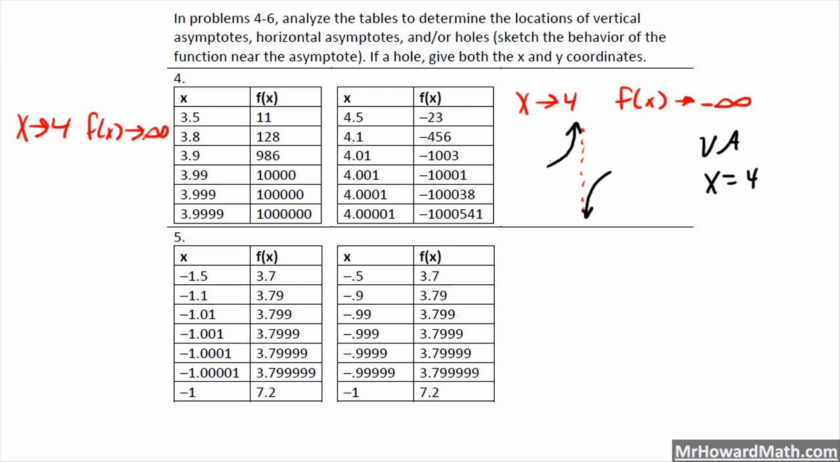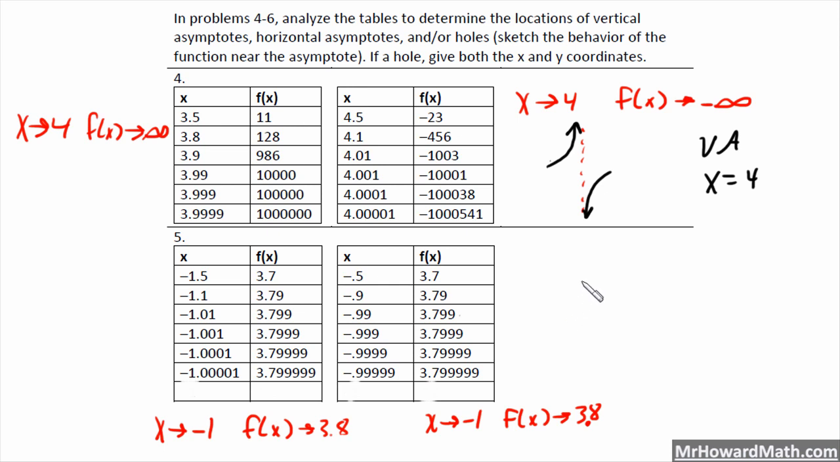All right, now for problem 5. Let's analyze the tables here. On the left table, x appears to be approaching negative 1. I'm taking this part out; I'm not sure why this resource puts those values there. They don't need to be there. So let's start over here. x is approaching negative 1 and f of x is approaching 3.8. So this table is telling us x is approaching negative 1 as f of x is approaching 3.8. And over here on this table, x is approaching negative 1 also as f of x is approaching 3.8. So x is approaching the same value, y is approaching the same value, need to put the decimal there. That tells us that we have a hole in the graph at -1, 3.8.